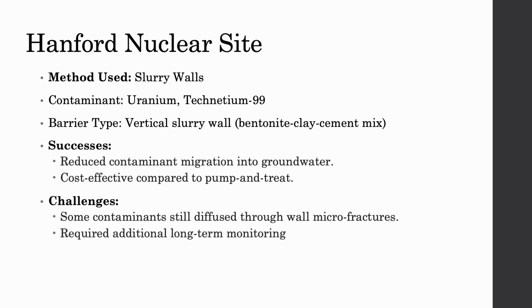So now I'm going to go over some case studies where containment and ground modification have been used, to highlight some of their successes and some of their failures as well. First up is the Hanford nuclear site in Washington. This site produced plutonium for nuclear weapons and left behind large volumes of radioactive waste. To stop this waste from migrating into the Columbia River, slurry walls were installed around key areas. These walls were made by mixing clay and cement to create a dense, low permeability barrier. The idea was to physically block groundwater flow and trap radionuclides.